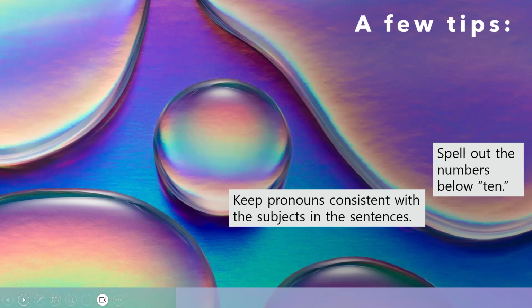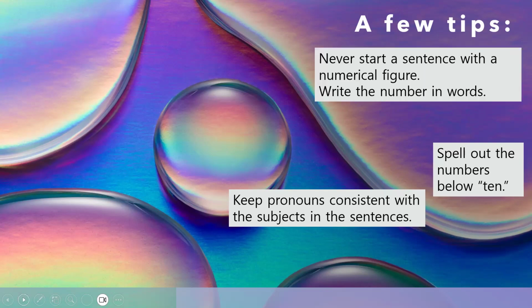Spell out the numbers below 10. Never start a sentence with a numerical figure. You write the number in words. So how do you begin a sentence that goes with 18,569 participants were enrolled in this study? You have to write down that entire thing in words. Or maybe say a total of, and then you write the number.